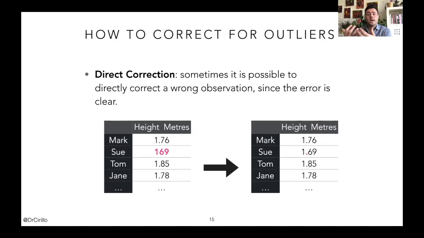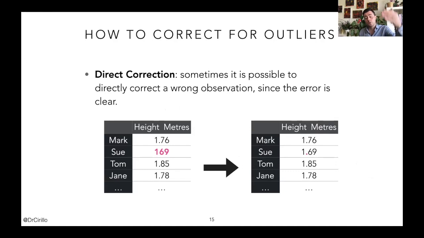How do we correct for an outlier? As I told you, one of the big differences between an outlier and an extreme is that we correct for outliers. We do not correct for extremes. Now, how do you correct for an outlier? There are different ways of doing that. You can directly correct the observation.